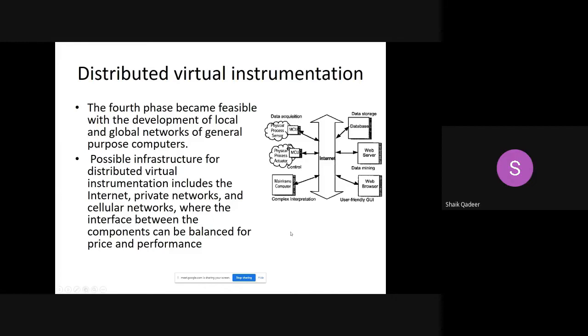Now I am moving to distributed virtual instrumentation. We have seen that physical instrumentation can be improved after implementing virtual instrumentation. People started thinking, how can we do still better? Because we have the facility to connect different smart systems. How can we connect different smart systems together? Any answer from your side?